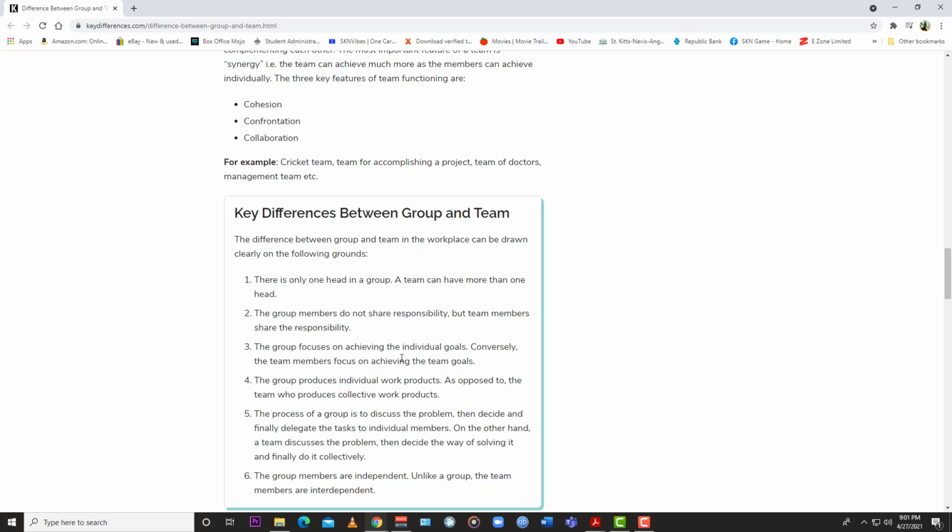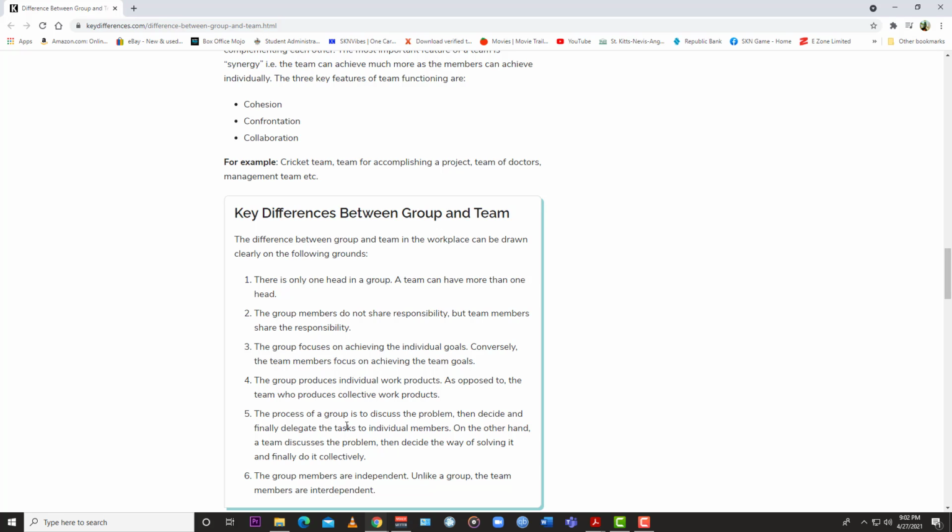A group focuses on achieving individual goals. Conversely, a team member focuses on achieving the team's goal. And so again, the same thing about responsibility and accountability. In a group, the individuals are focused on achieving their part of the assignment, their part of the objective, their part of the goal. Whereas for the team, everybody is about the team effort, doing it together, achieving it together. Next key distinction: the group produces individual work products, as opposed to a team, which produces collective work products. Again, you see the whole concept coming out with team versus group.